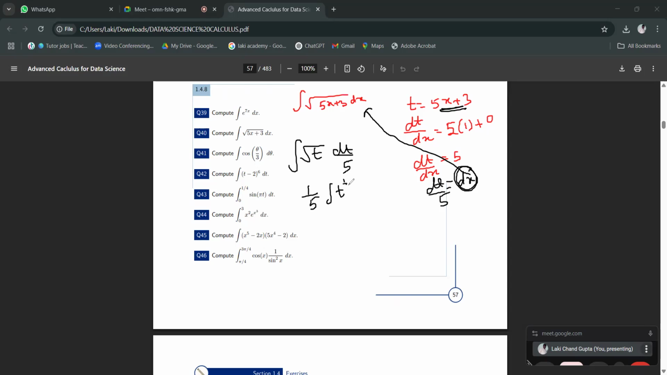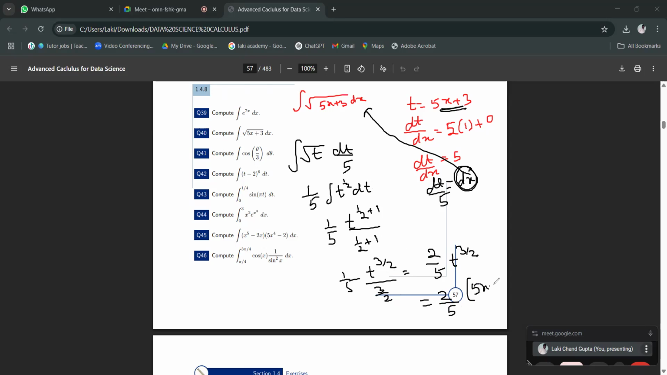And this is root t. Root t is what? t raised to half. t raised to half is what? t raised to 1 by 2 plus 1 upon 1 by 2 plus 1, right? It becomes 3 over 2 over 3 over 2. So 2 is going upside. In the last, put the value of t. What is the value of t? 5x plus 3 raised to 3 over 2. This is your answer.